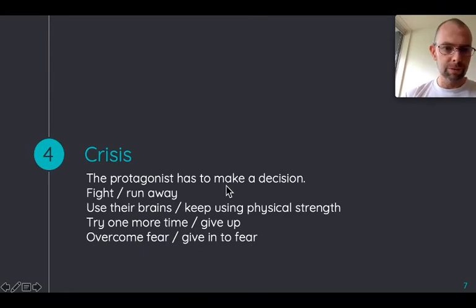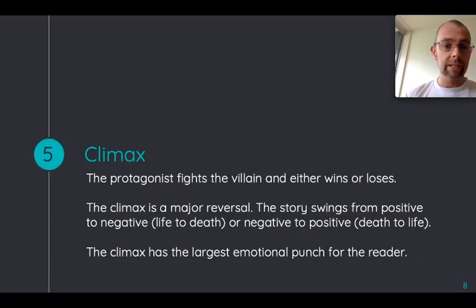All right, moving on from crisis. Let's take a look at the climax. So traditionally, this is where the protagonist fights the villain and either wins or loses. So this is the moment of truth, so to speak. And this is the on the edge of your seat moment. This is where Luke Skywalker blows up the Death Star successfully, or maybe doesn't. But it depends on the genre of story you're writing.